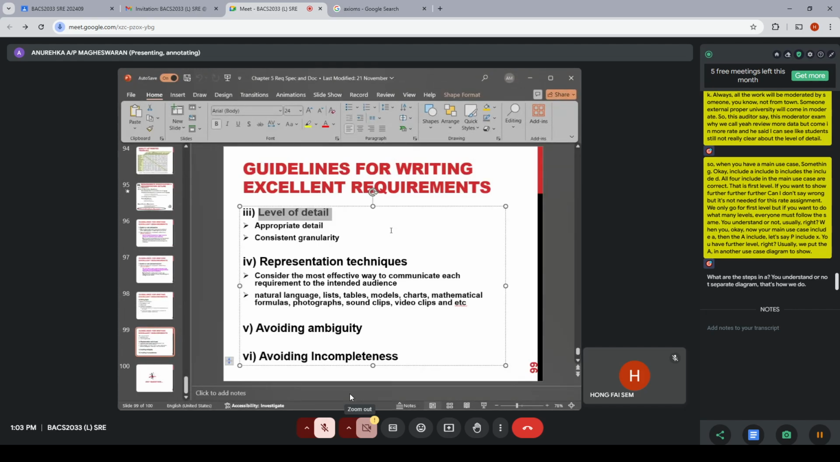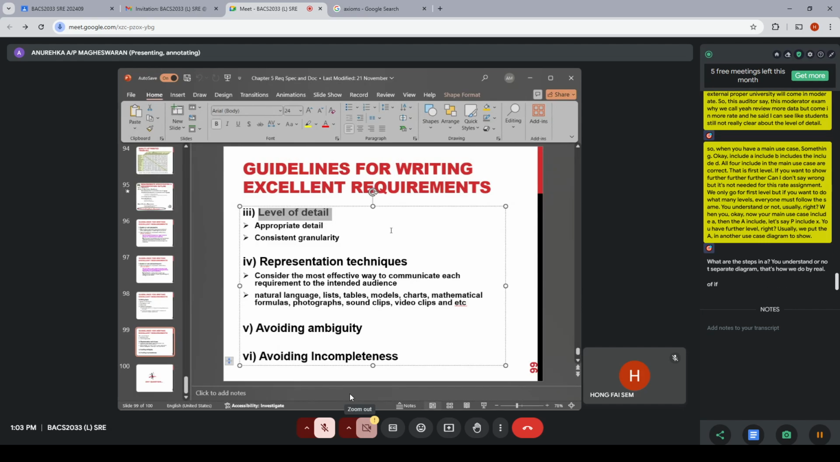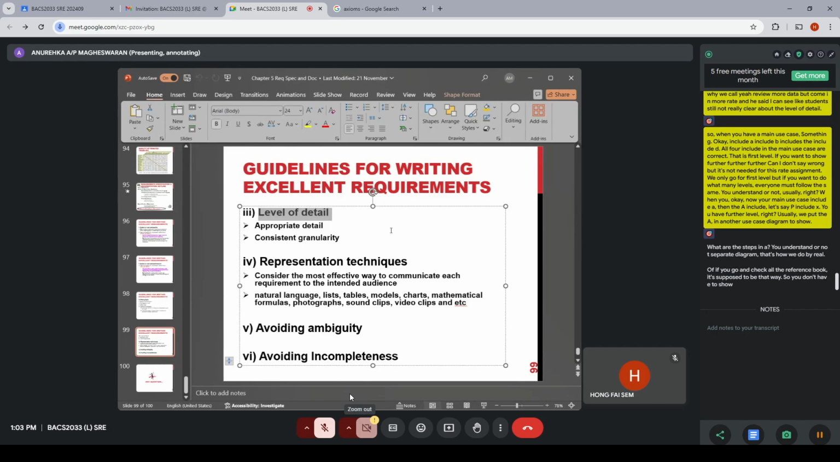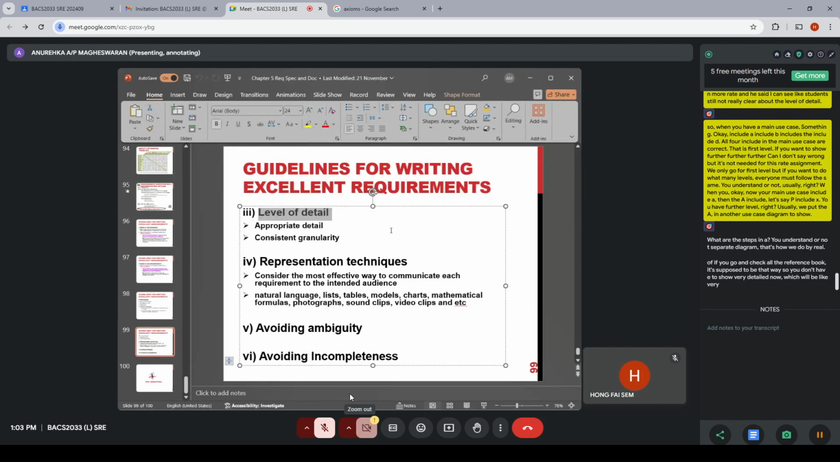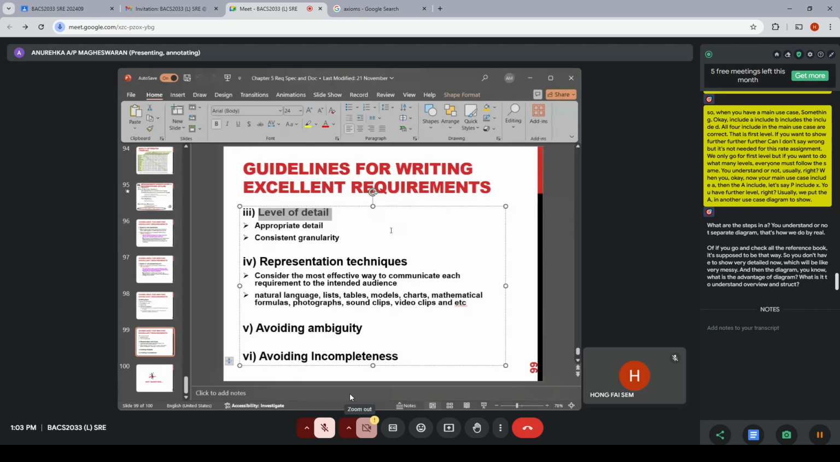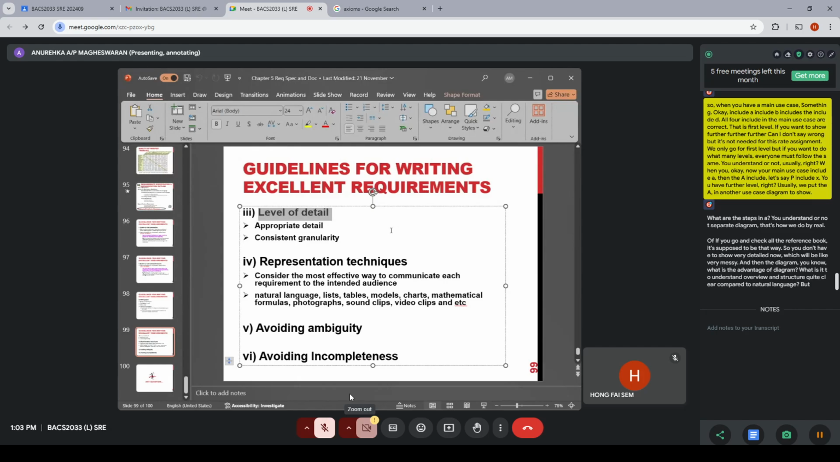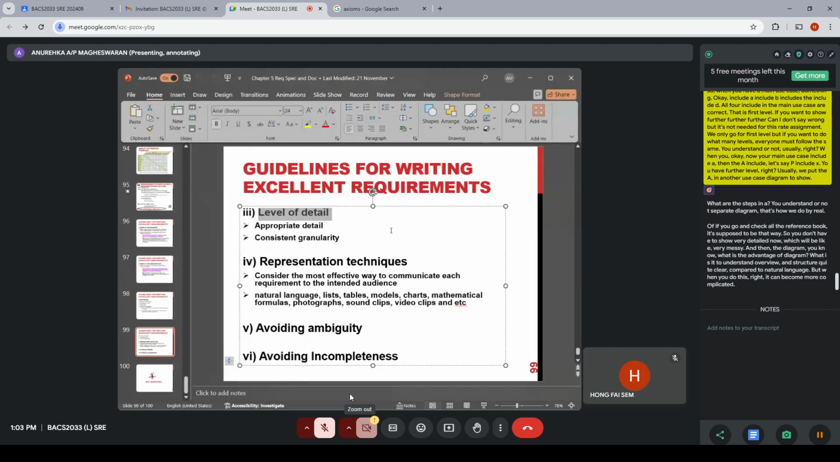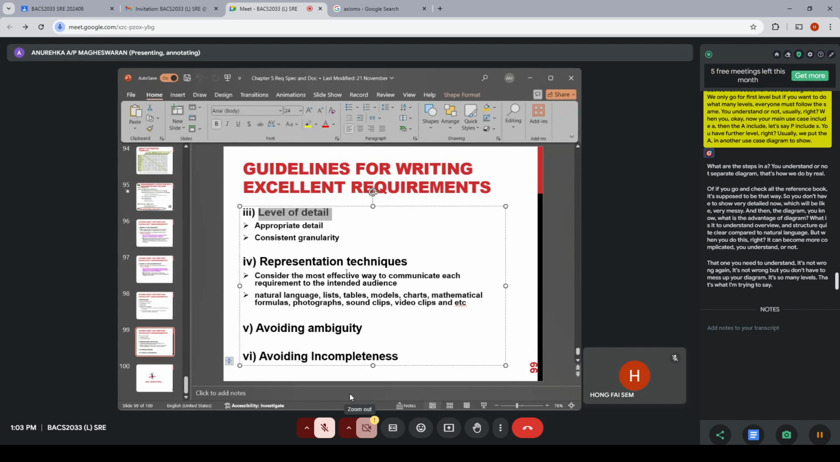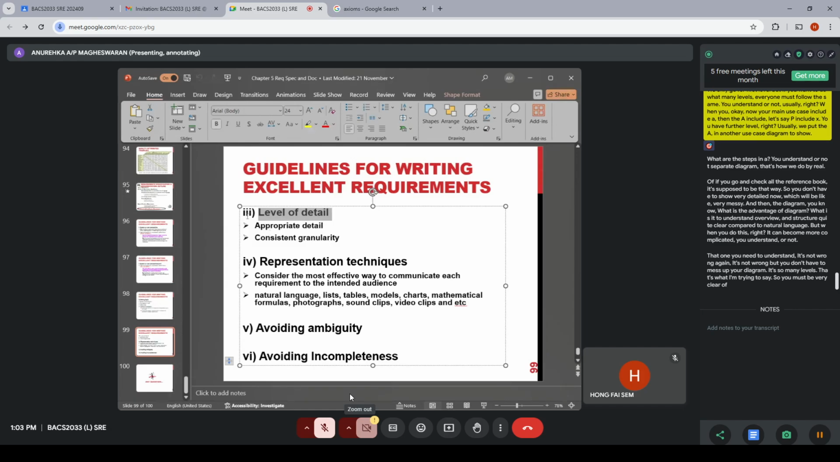That's how we do it in real practice. If you check all the reference books, it's supposed to be that way. So you don't have to show very detailed levels now, which would be very messy. What is the advantage of a diagram? It's easy to understand, with a clear overview and structure compared to natural language. But when you do this, it can become more complicated. You understand or not? That one you need to understand. It's not wrong, again, it's not wrong. But you don't have to mess up your diagram with so many levels. That's what I'm trying to say. So you must be very clear about what level you are doing.